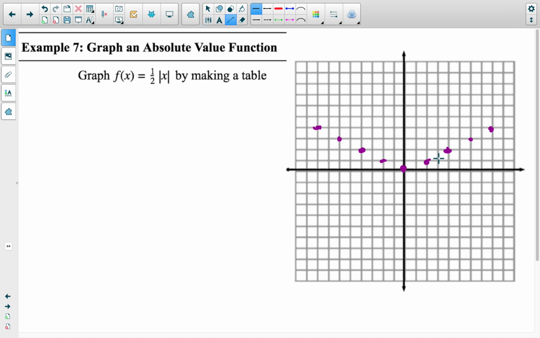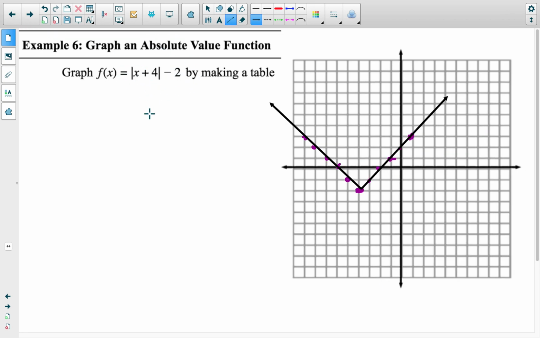When you draw your lines, make sure you have arrows, and it will look something like this. That's a very basic intro into absolute value functions. We will play around more with multiplying by different numbers, with adding and subtracting different numbers in the next section, all about transformations.